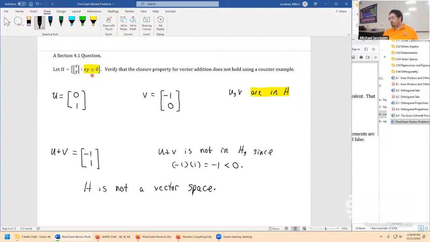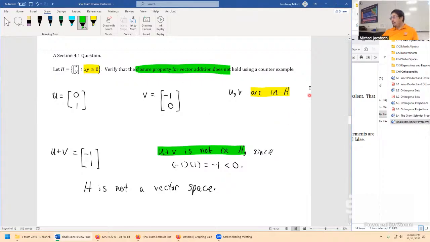We didn't have to say that part. We were just trying to show the closure property fails. And we did that the moment we showed this right here. We found two vectors that are inside the set H, bona fide elements of that set, but performed the vector addition, and somehow we've leaked out of the set H.